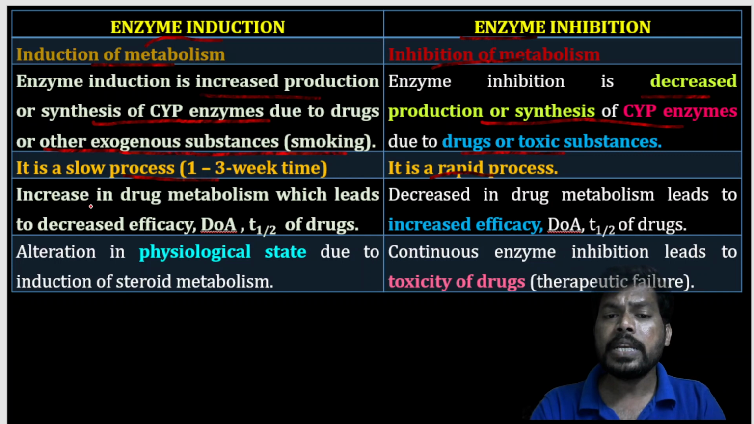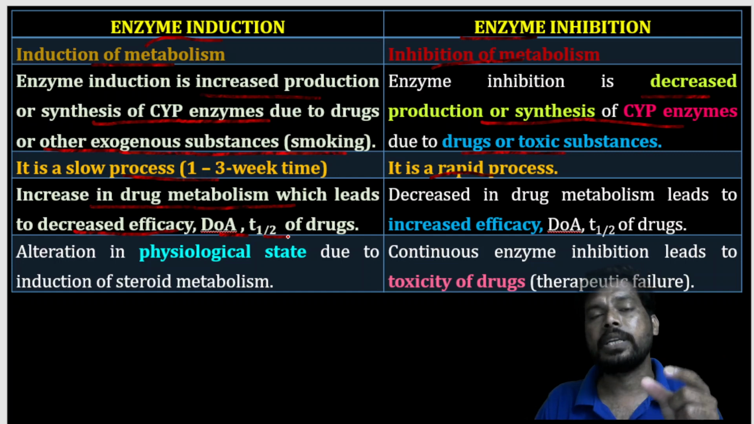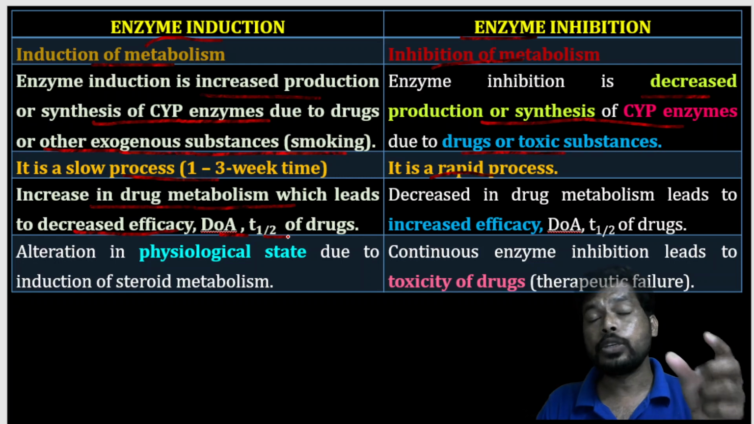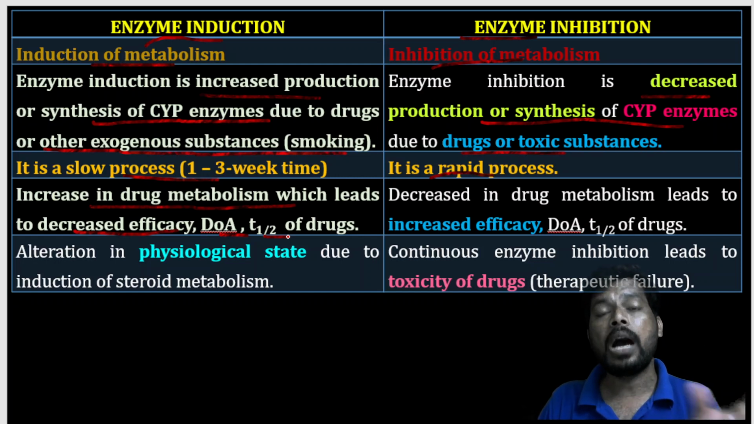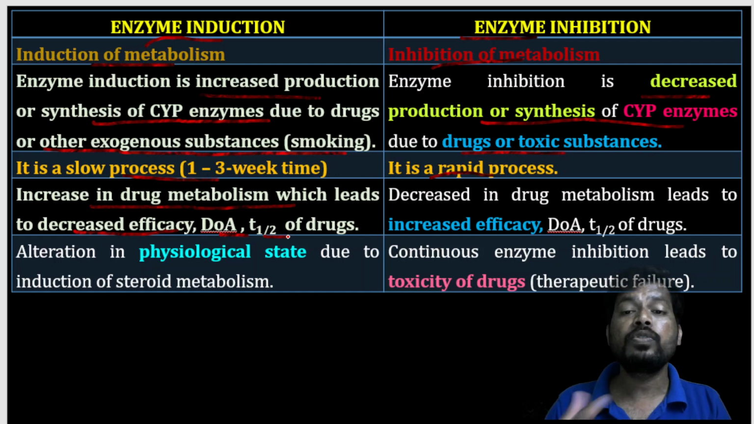Increase in drug metabolism leads to decreased efficacy, duration of action, and half-life of the drug. Enzyme inducers increase the liver enzymes, and these enzymes increase the metabolism of the drug. If metabolism of the drug is increased, that leads to decreased efficacy, decreased pharmacological activity, decreased duration of action and decreased half-life of drugs, because here the drugs are metabolizing fast.